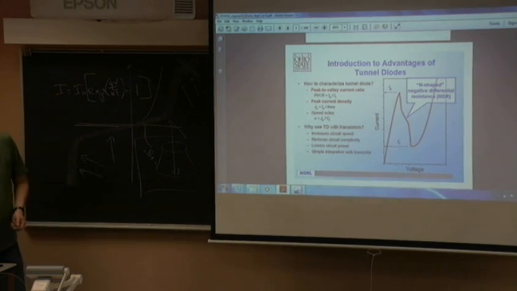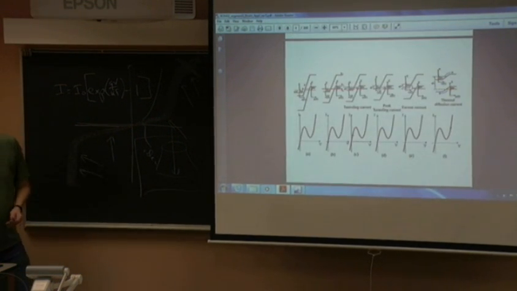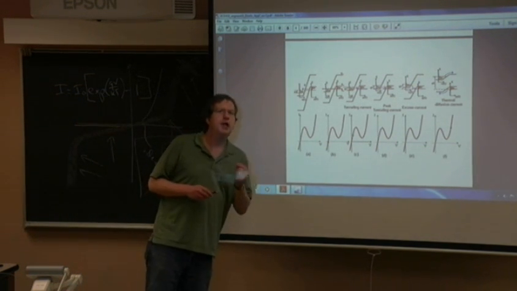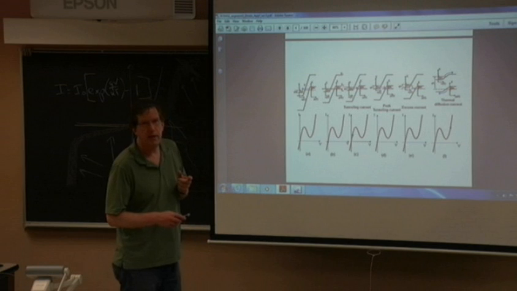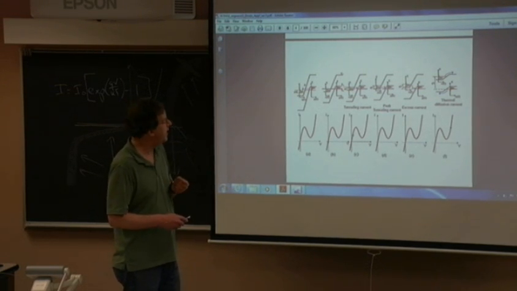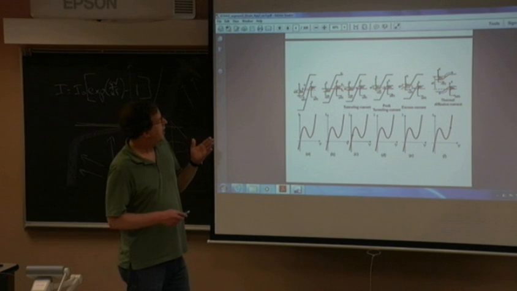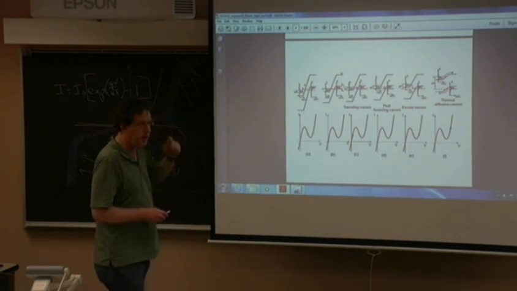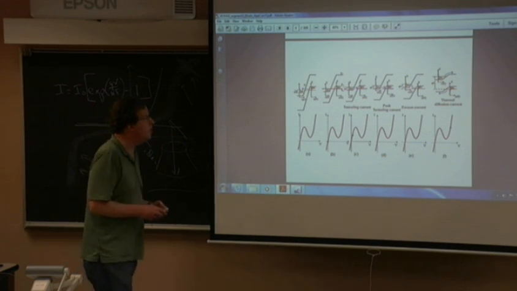Okay, so with those definitions, this is the Esaki tunnel diode for which Leo Esaki won the Nobel Prize. He did this actually as a PhD student in Japan. And this is a figure out of one of the book chapters that my former graduate student and I co-wrote.